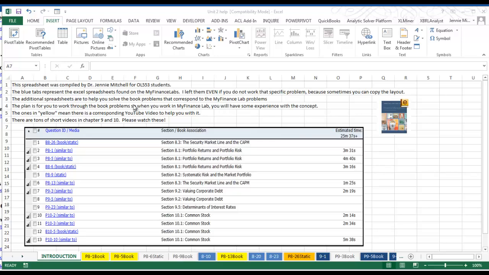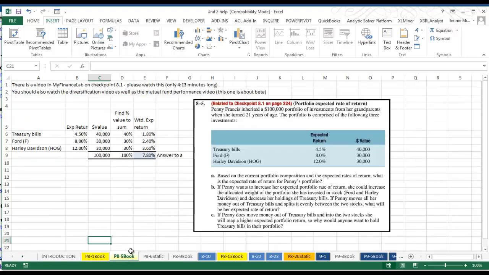As you can see, this is a list in front of you of the problems that you do in my finance lab. If you notice, they say "similar to," and that means that they are similar to the corresponding textbook problem. We're going to work some of those, so let's go down here and work problem 8-5.